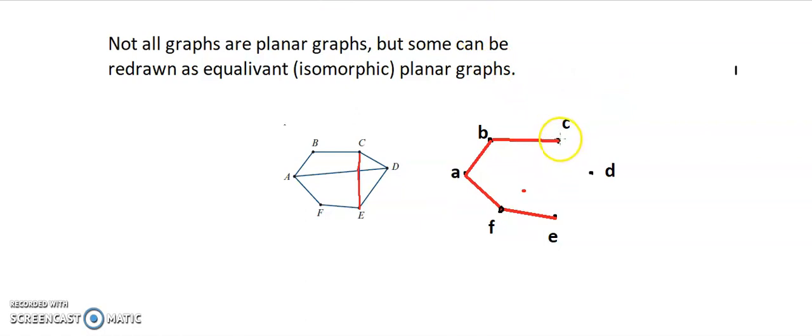my C to E line above. As soon as I have done that, I can still have my A to D line and nothing is overlapping. There are no intersections, which means I've turned it into a planar graph.